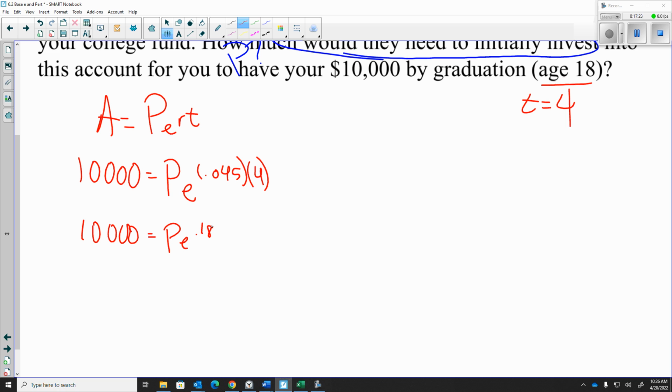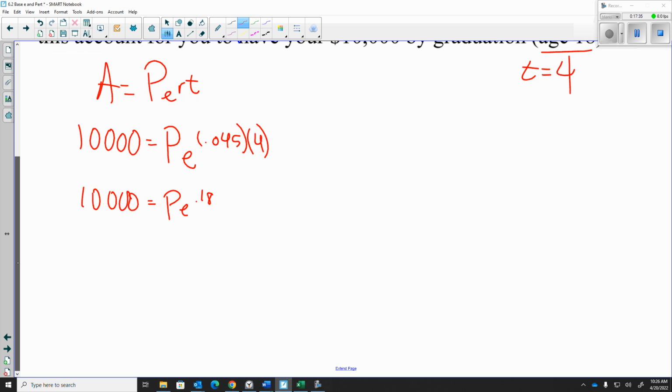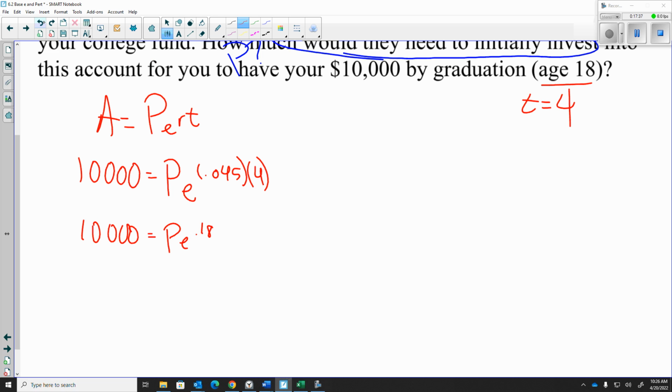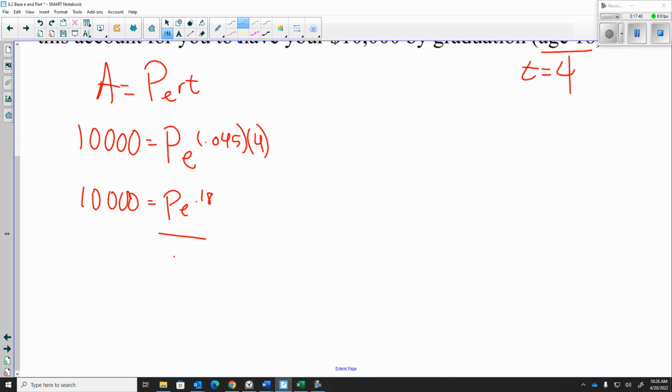Divide by this thing, because it's just a number, right? If this was like 5 times P, you would just divide it by 5, right? You wouldn't even think twice about it. So just divide it. Just divide it by this number, e raised to the 0.18 power. Don't know what it is, but I don't really care. So what you're going to do in your calculator, you're going to do 10,000 divided by e to the 0.18. And it'll give you a number.